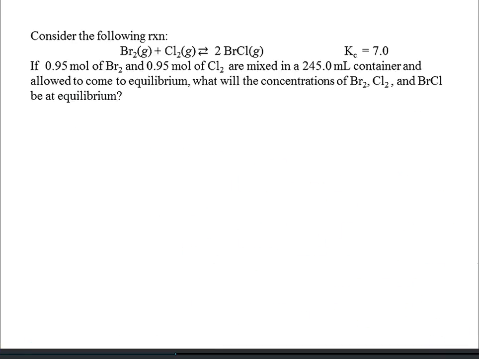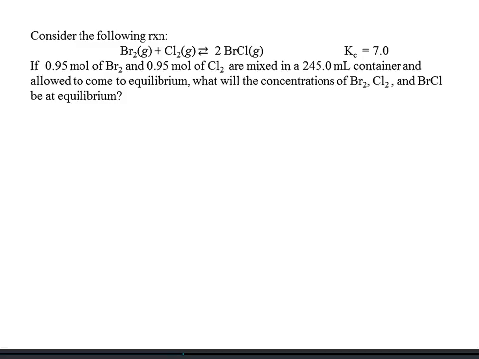And now we're given a mole of bromine reacts with a mole of chlorine to form 2 moles of bromine monochloride. We're given initial amounts of bromine and chlorine. We're given the volume of the container, and then we're asked for the concentrations of all of the reaction components at equilibrium. We're given the equilibrium constant, Kc. And so now this case is a little bit different. We're still going to use an ice table.